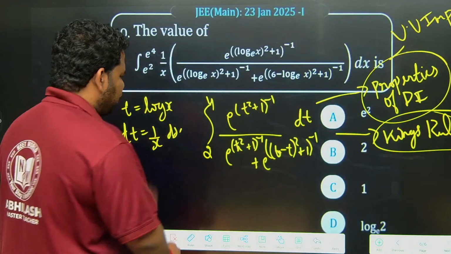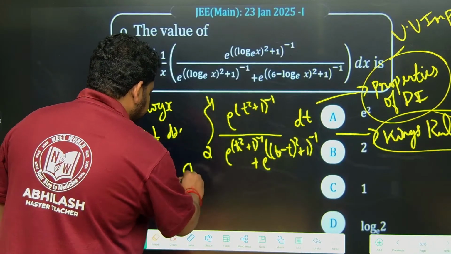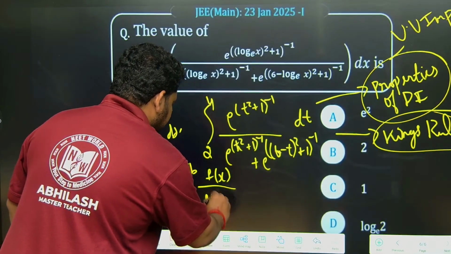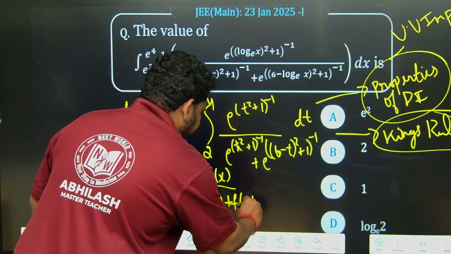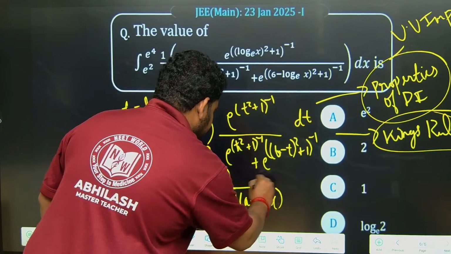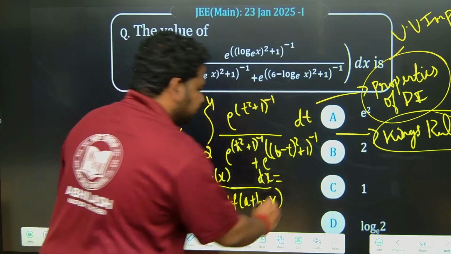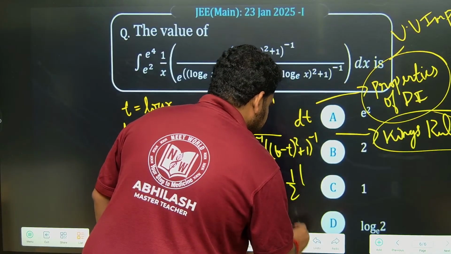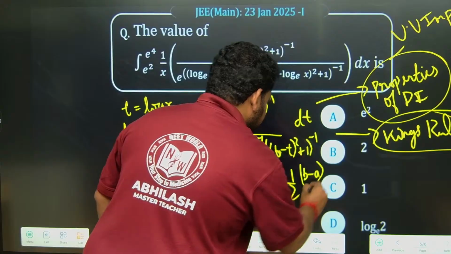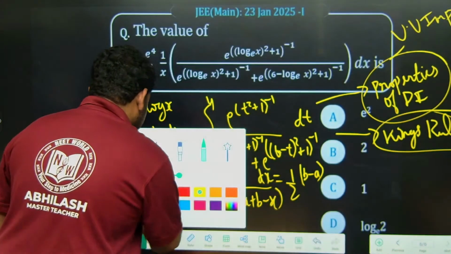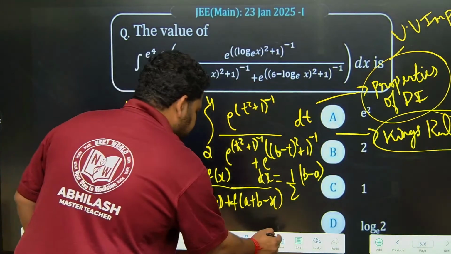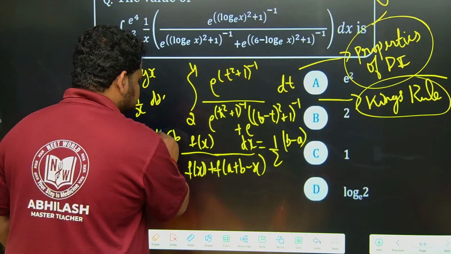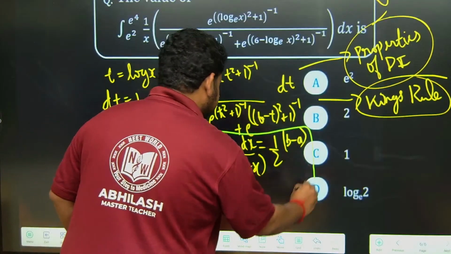So these are of the form integral from a to b of f of x by f of x plus f of a plus b minus x dx. This is nothing but equal to 1 by 2 times b minus a. This is the formula we have to use. This is the thing that we have got here. If you see this, this is of this form. This is the King's rule.